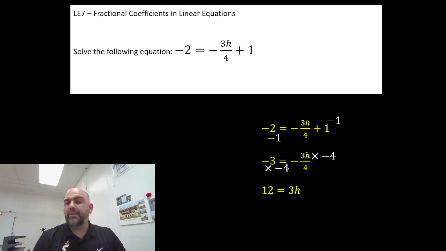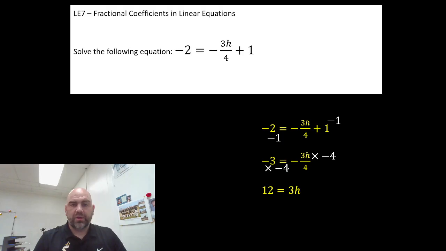So when we multiply by negative 4, we're going to get 12 on the left-hand side. And on the right-hand side, that fraction now just becomes 3h, because we've multiplied by the denominator, and because we multiplied by a negative, it gets rid of the negative as well.